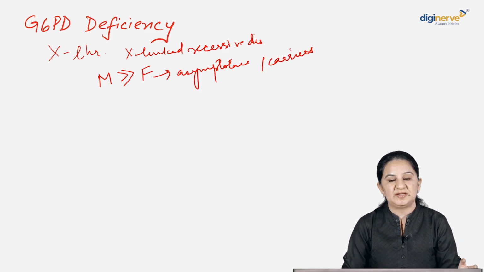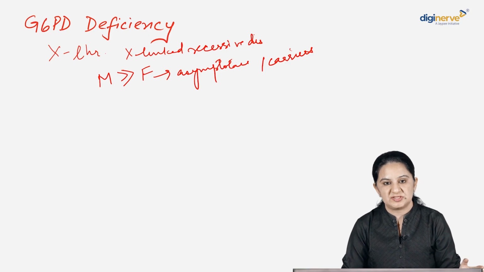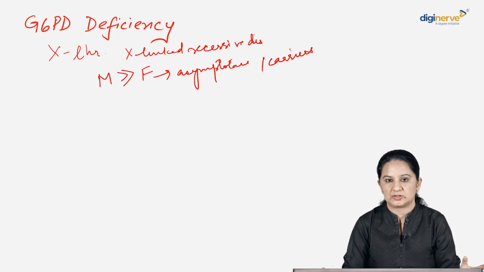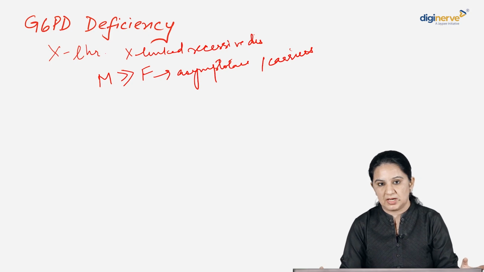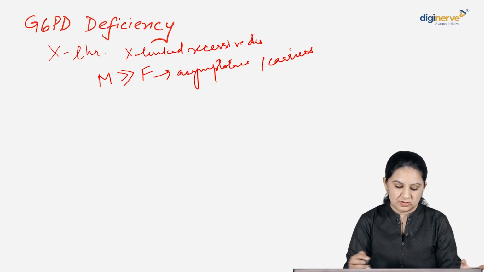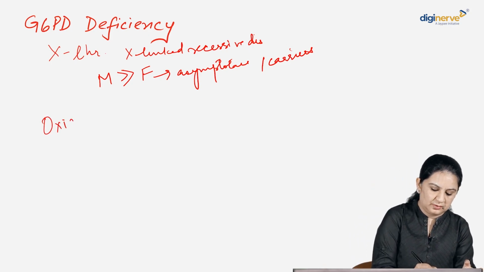Please remember, the anemia caused by G6PD deficiency is not a continuous disorder, it's an intermittent disorder. These patients will definitely have shortened RBC lifespan, but there would be no anemia. It's an intermittent disorder and the hemolysis will occur only when there is oxidative stress.